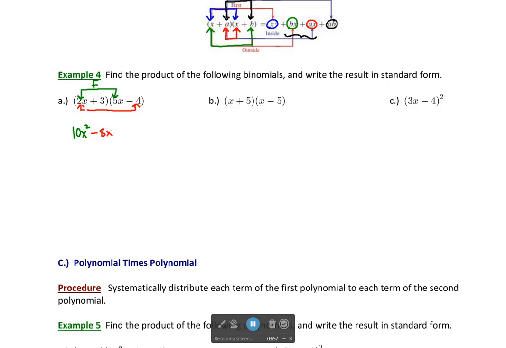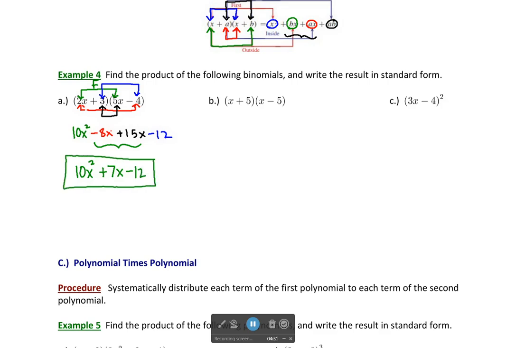Then we proceed to our inside terms. That's 3 times 5x to get positive 15x. And then we multiply our last terms together, 3 times negative 4 to get negative 12. Notice our middle terms are like terms. They have the same variable parts. So when we simplify, we have 10x squared for our first term. Negative 8x plus 15x gives us plus 7x. And finally, we have constant term, negative 12. Observe that the product of 2 binomials gives us a trinomial.